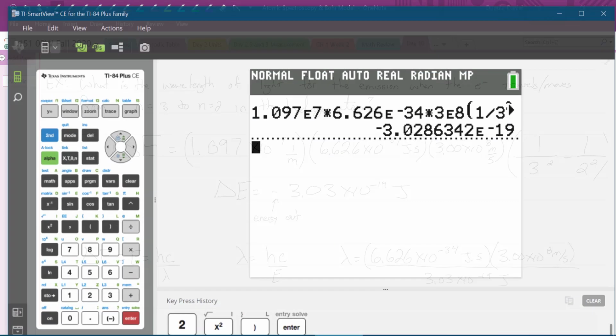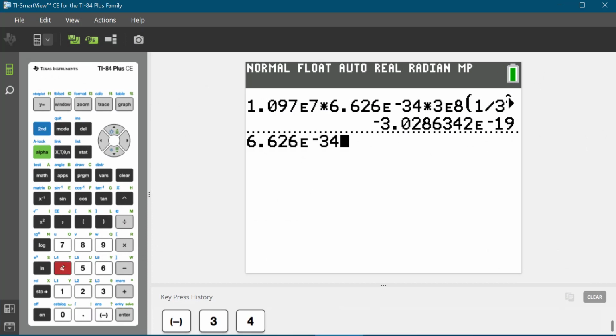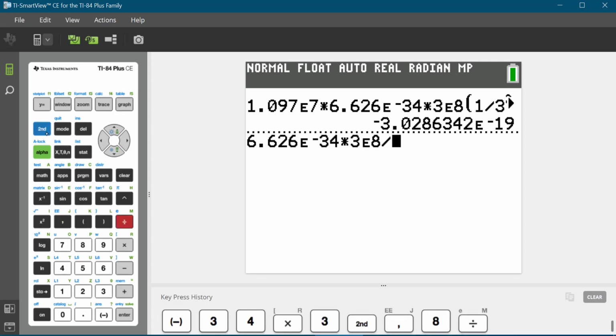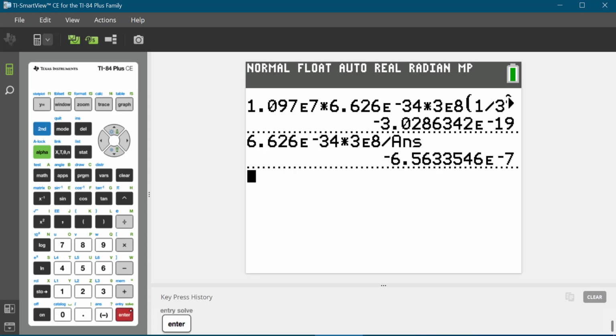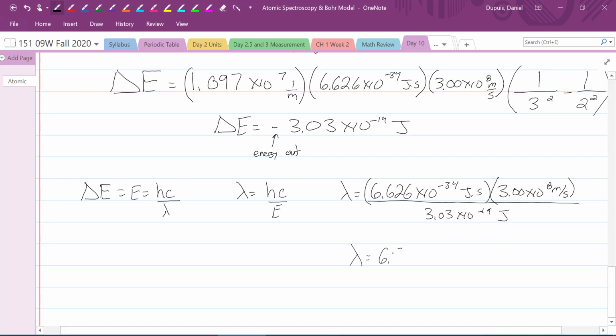Now, calculator. 6.626 times 10 to the negative 34 times 3 E8, divide. I'm just going to throw in second answer. Now I'm going to do that. It's going to be negative. Obviously my answer is not negative. It's positive 6.56 times 10 to the negative 7th. So that means my wavelength is 6.56 times 10 to the negative 7th meters, which is the same thing as 656 times 10 to the negative 9 meters, or 656 nanometers.